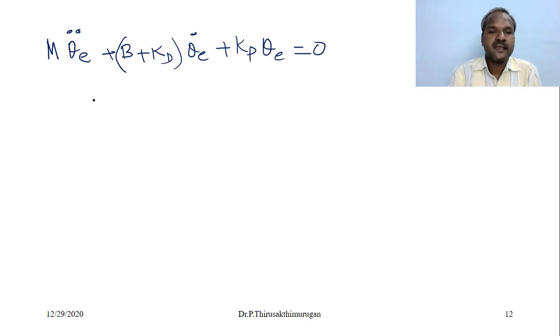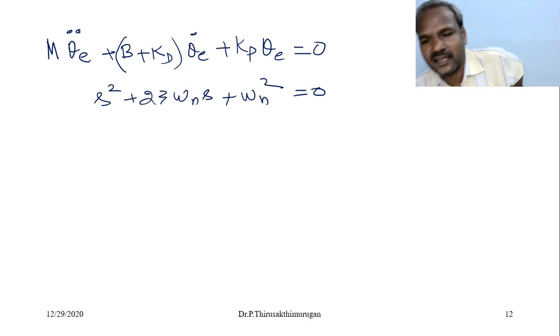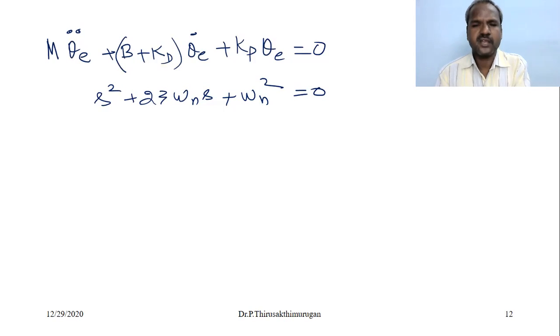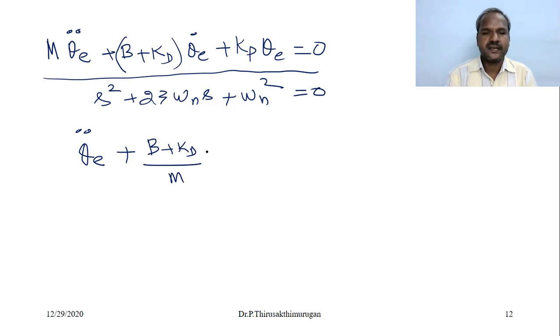What is a second order system? s square plus 2 zeta omega n s plus omega n square equal to 0. This is the second order characteristic equation. Please make this equation into the second order form. Divide the entire equation by m: theta e double dot plus (b plus Kd) by m into theta e dot plus Kp by m theta e equal to 0.